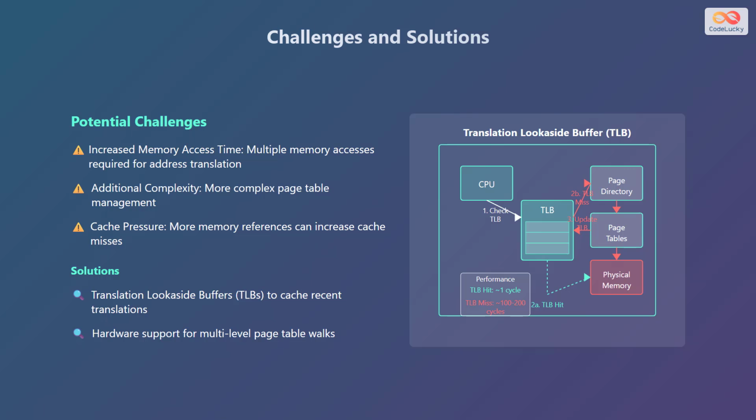The TLB acts as a cache that stores recent translations, which allows the CPU to quickly retrieve the physical address without walking through multiple levels of page tables.